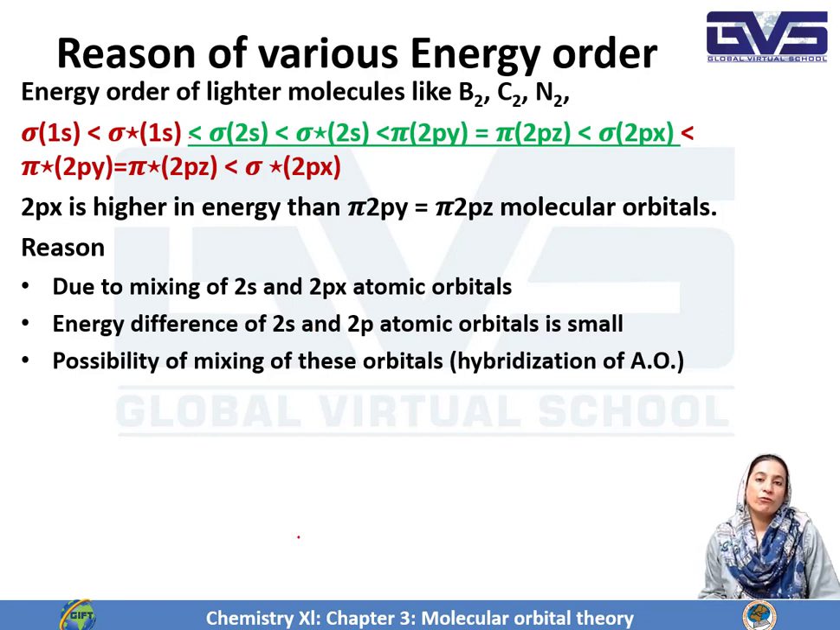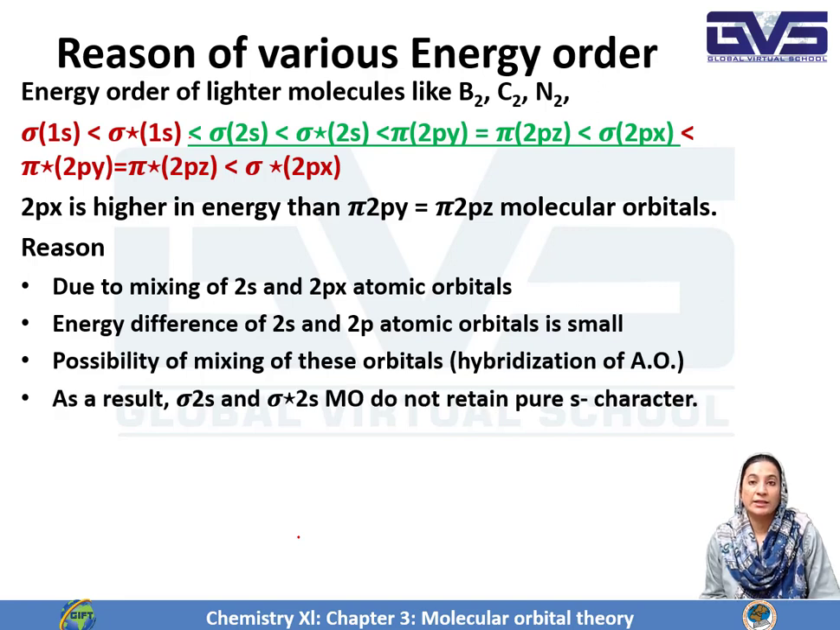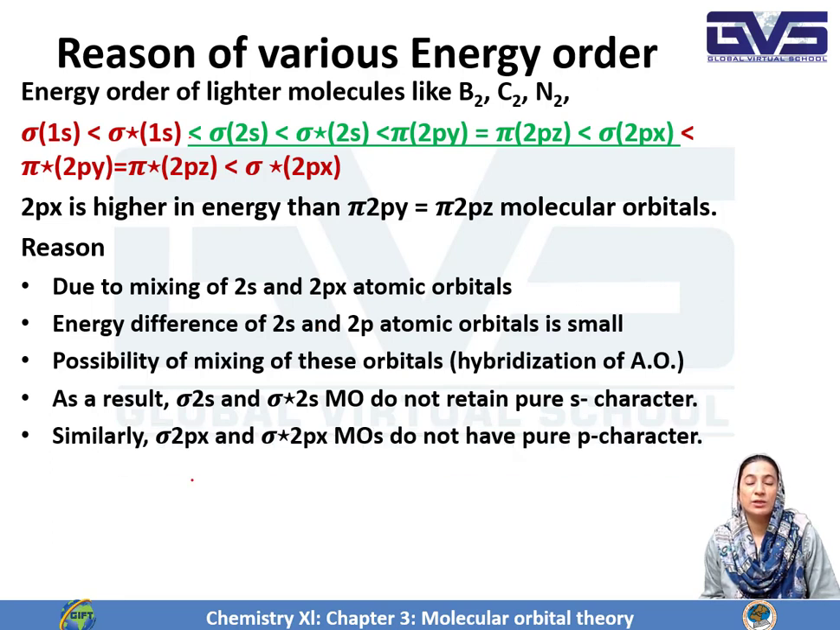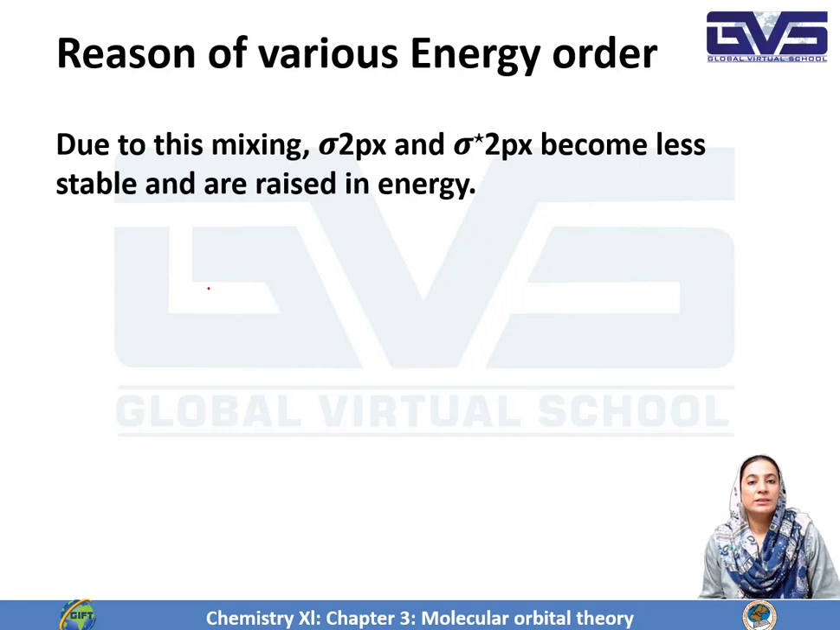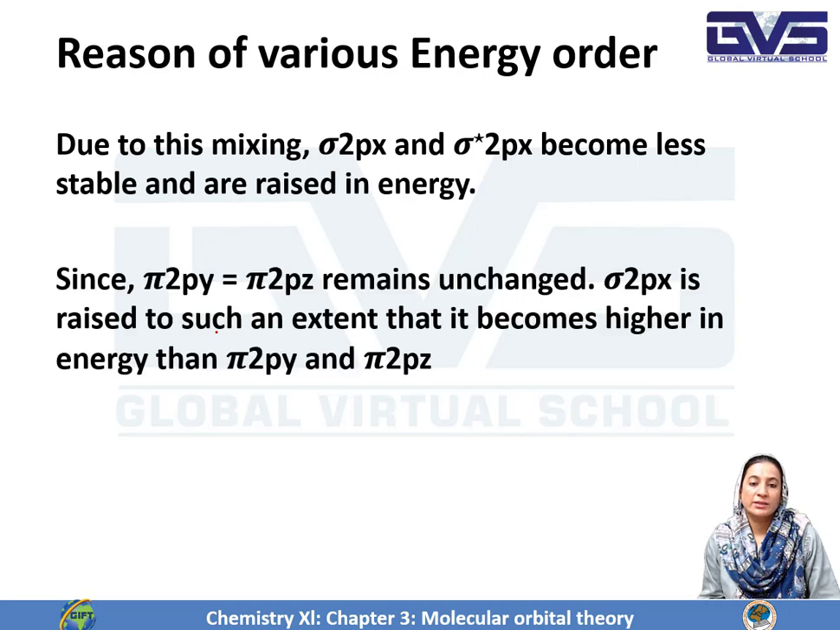So before overlapping to form molecular orbitals, they hybridize to form hybrid orbitals, then they form the molecular orbital. As a result, the sigma 2s and sigma star 2s molecular orbitals do not retain pure s character, while the p orbitals do not retain their pure p character. All of the molecular orbitals acquire sp character, and due to this mixing, sigma 2px and sigma star 2px become less stable and are raised in energy. But as pi 2py and pi 2pz are of the same energy, they remain unchanged.